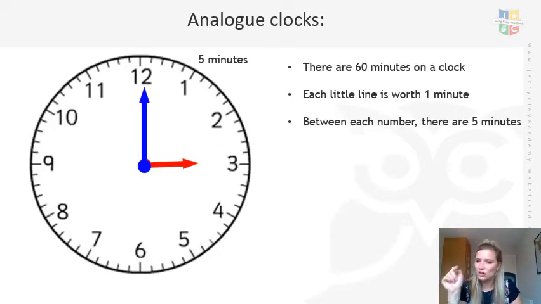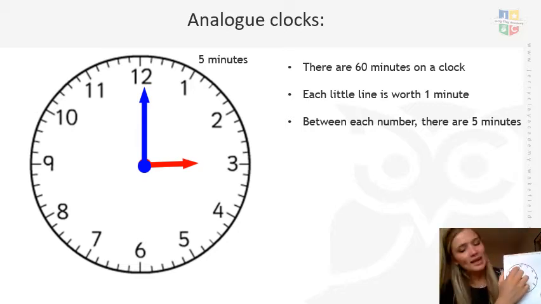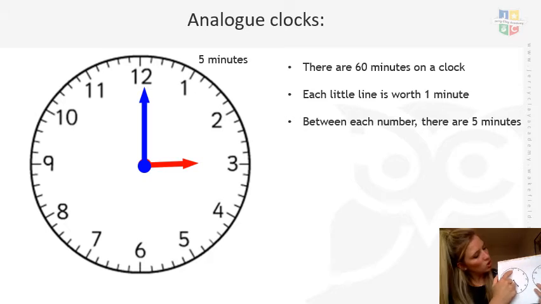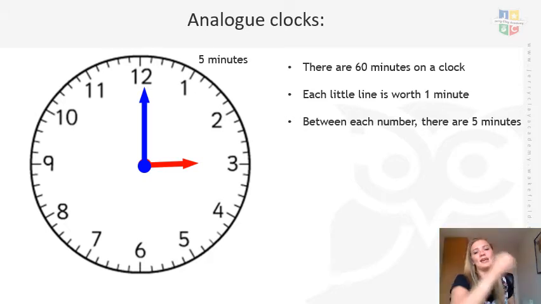Okay, we're now going to be looking at the little lines. Now, the little lines on a clock. Can you remember how many minutes are on a clock? Well done, there are 60 minutes on a clock. So if you point to the 12 at the top, and you then count all the way around the clock, there are 60 minutes, okay? So each little line is worth 1.